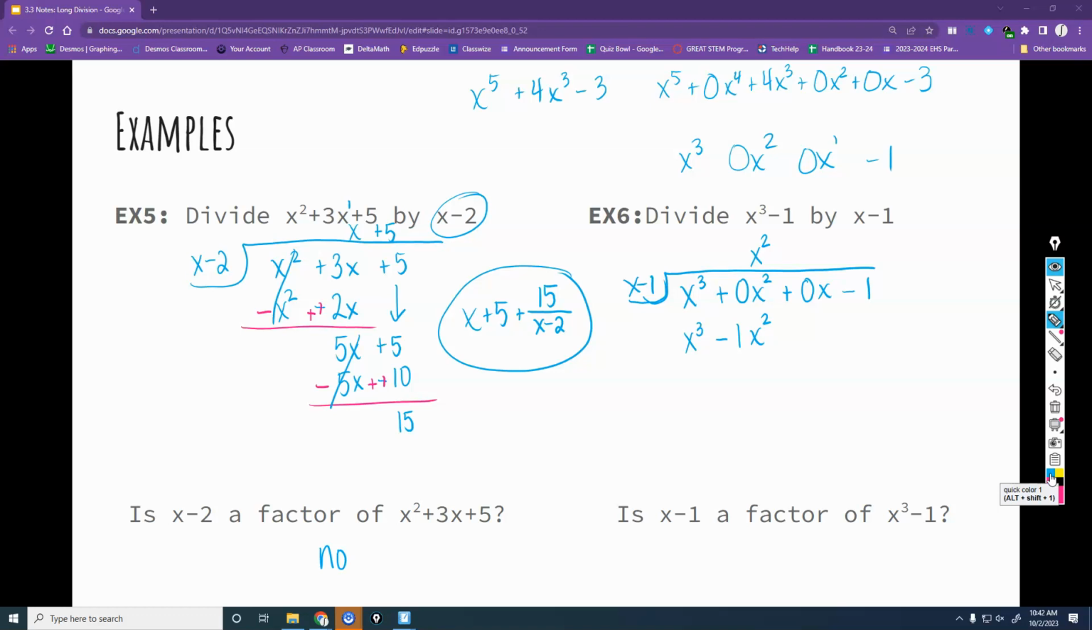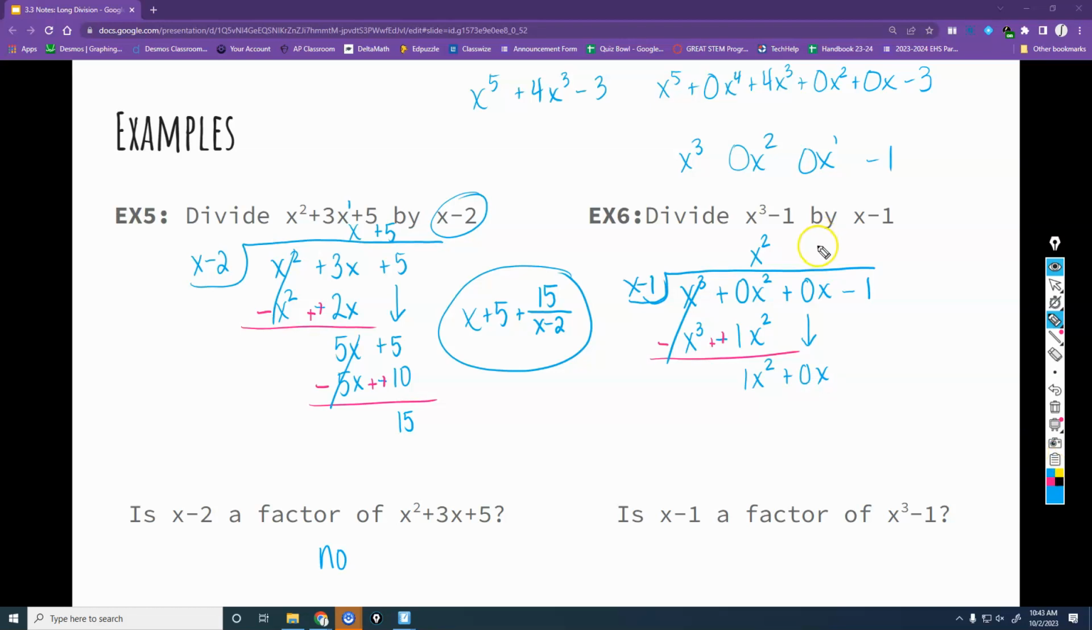Okay, I divided, I multiplied, now I need to subtract. Subtracting's sometimes kind of tricky because you get that double negative right there. So really it's like you're adding. These should cancel every time. You're going to get 1x squared right here. You're going to bring down your plus 0x, although there are no x's, but we still bring it down.